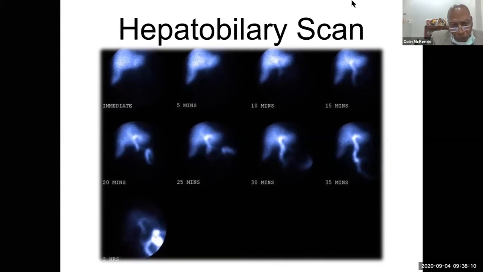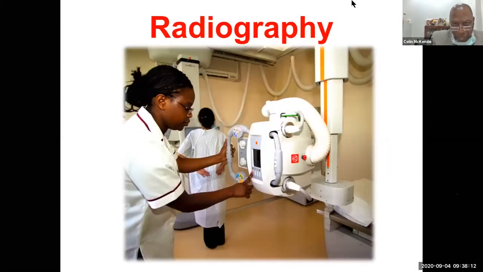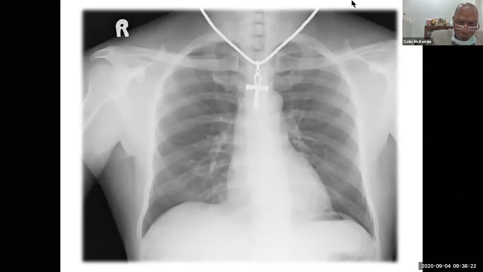We will be doing what you call radiography, which is another imaging modality. And this is what you guys will be doing. It's actually doing images of parts of the body using x-ray. That's a chest x-ray, basically.